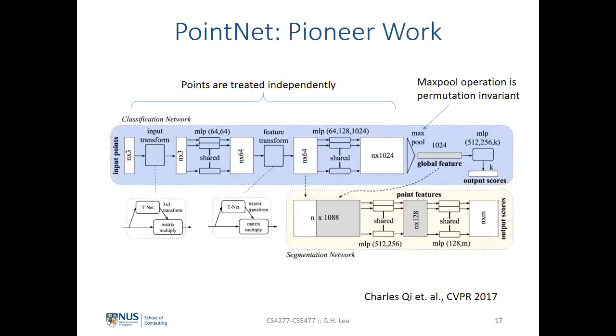So for PointNet, what they propose here is something that is super simple. Since a point cloud is orderless, there's no order to it.